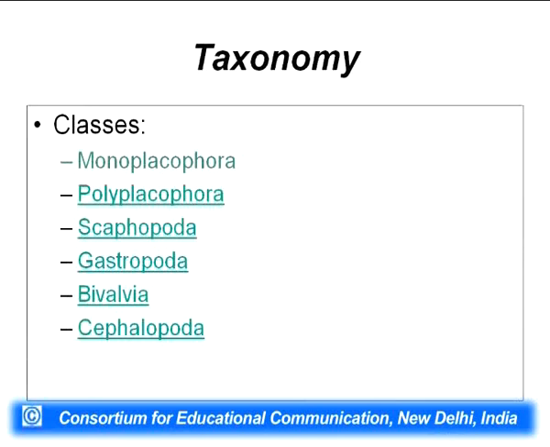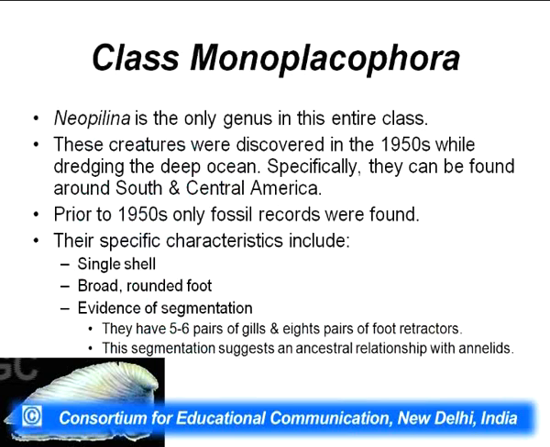If we talk about the classification of the Mollusca, they are put under 6 different classes: Monoplacophora, Polyplacophora, Scaphopoda, Gastropoda, Bivalvia and Cephalopoda. This classification is generally on the basis of the shell or the other structure present in the body.